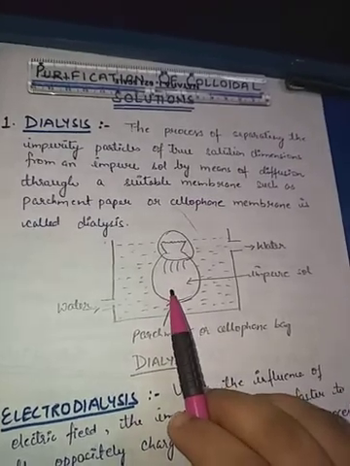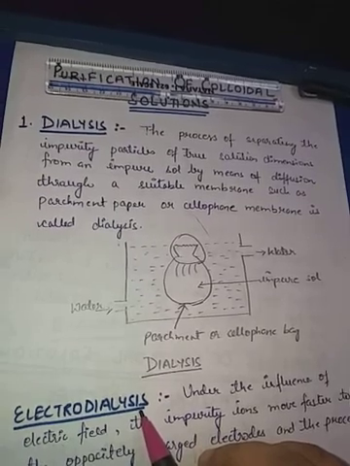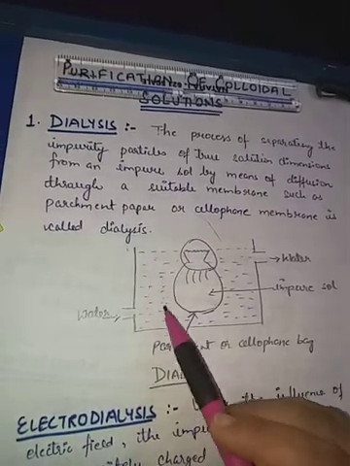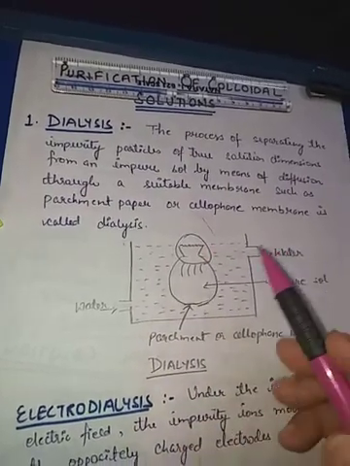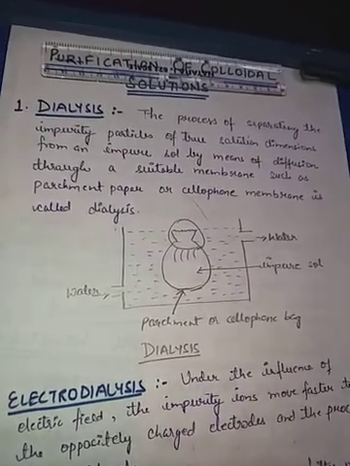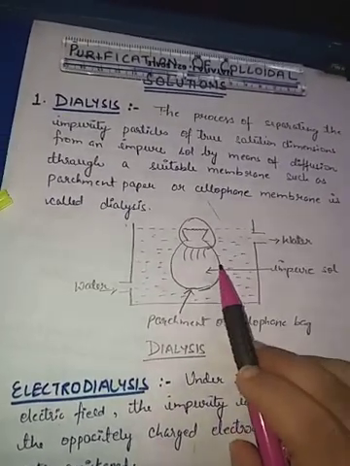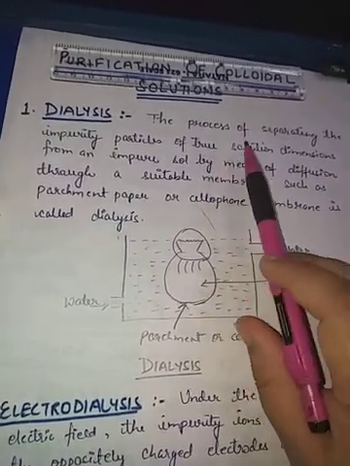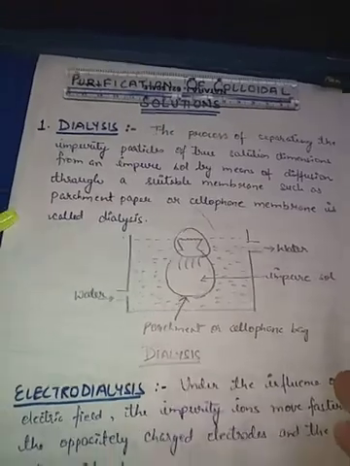Since it is a very slow process, if we have to speed it up, we use the process called electrodialysis. It is the same, only here two electrodes are fitted, one here and one here, connected with a battery. Under the influence of the electric field, the impurity ions move faster towards the oppositely charged electrodes, and the process is quickened. This is how we can separate the smaller true solution particles from the colloidal particles.